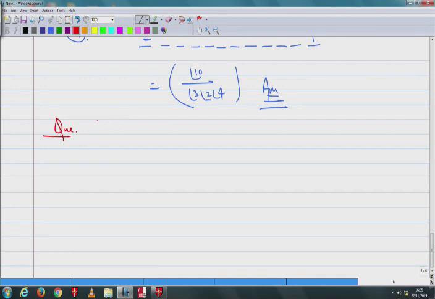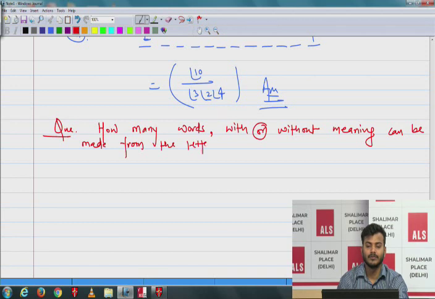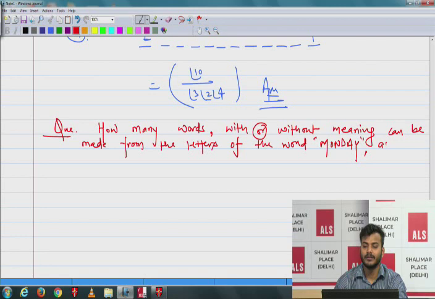How many words, with or without meaning, can be made from the letters of the word Monday, assuming that no letter is repeated?